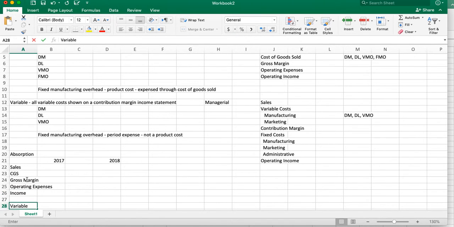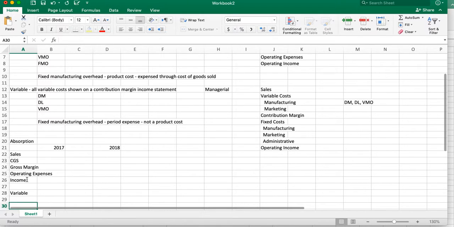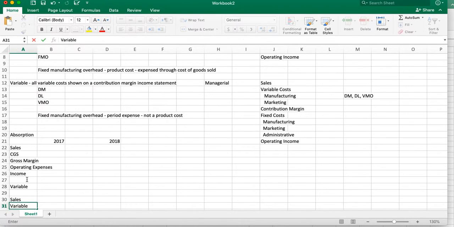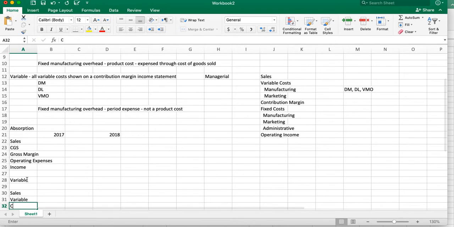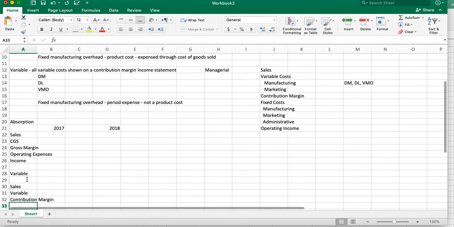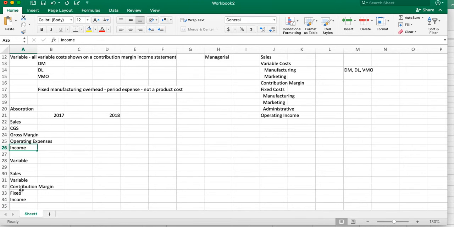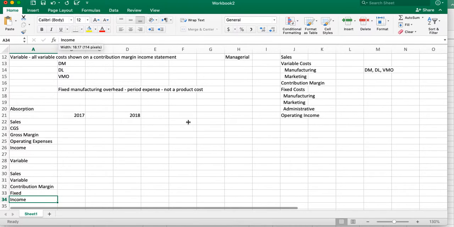For variable, you're going to do the same thing. You're going to have sales, but instead you're going to have your variable expenses, whatever those are, and then you're going to have contribution margin. Then you'll have your fixed, and then you'll have income. Now, these two incomes may or may not be the same depending on whether or not there's ending inventory. So you've got to really watch your inventory accounts.